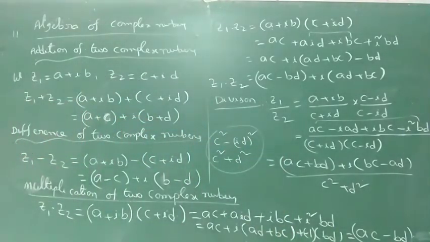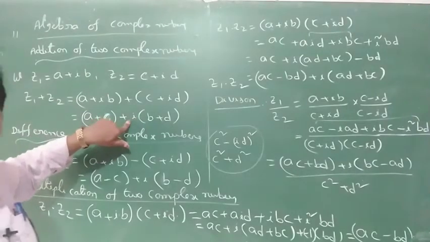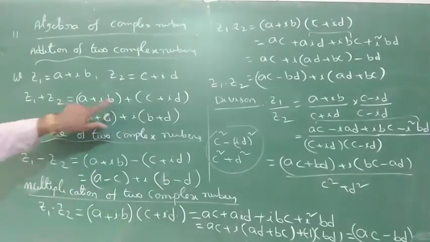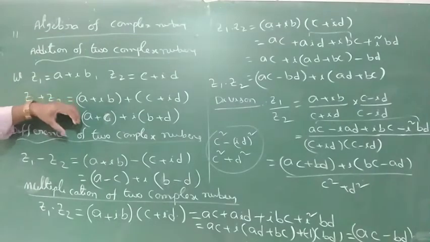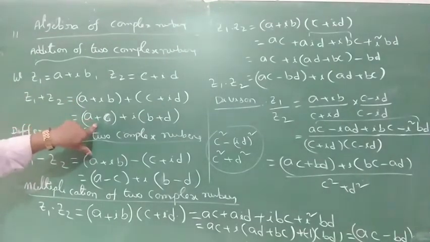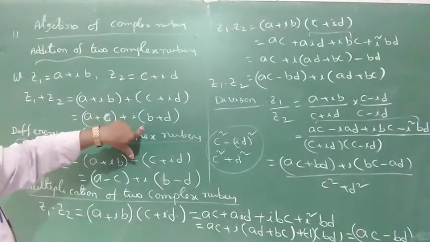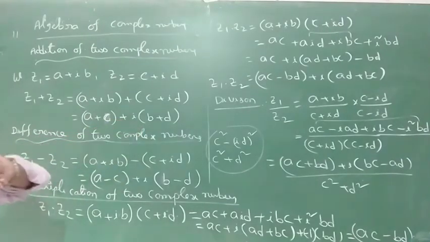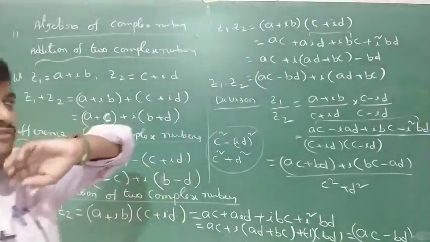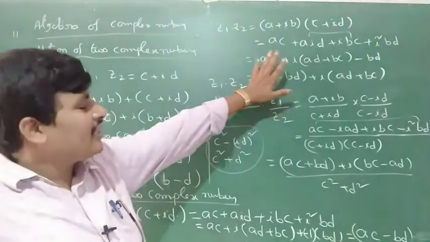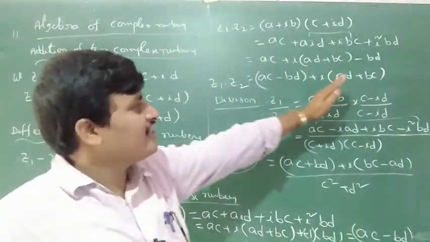This is the division of two complex numbers. Okay, addition Z1 plus Z2, addition of two complex numbers: add all, and take the real part common. What does real part mean? Without i. Imaginary part means with i. Okay, next, Z1 minus Z2, same, minus.